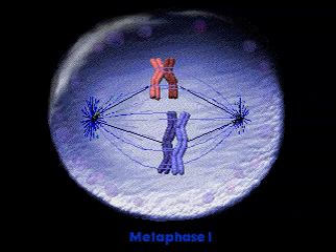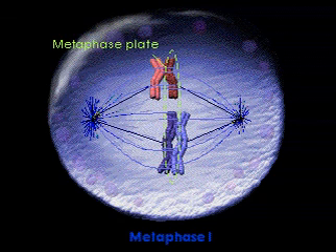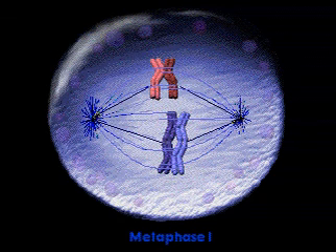Metaphase 1 begins when the opposing forces on the chromosomes become balanced and all of the paired chromosomes are stably aligned along a single plane called the metaphase plate, midway between the 2 poles.